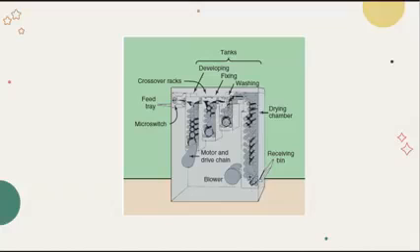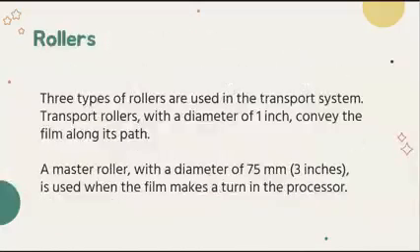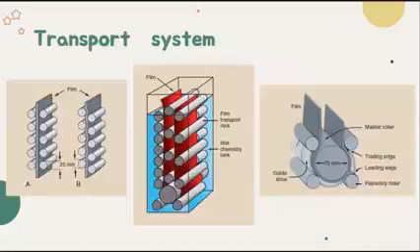Okay? And then going back, again, the master roller is found at the bottom part of your processing tank. Okay? This is an example of your transport rack. Some of them are offset, and some of them are paired with each other.